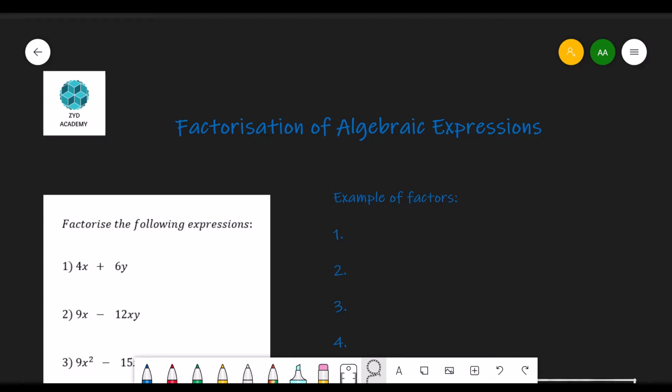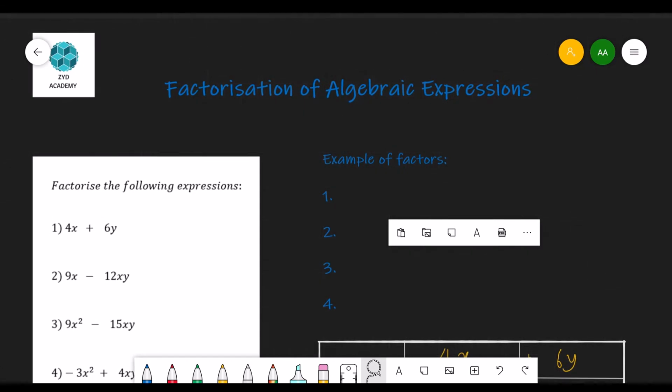Before I look at the examples, let us go through the basics first. When we talk about factorization, we need to understand what factors are. We need to understand examples of factors first, because this will give us a better understanding in doing the questions. There are 4 examples of factors that should concern us as of now.